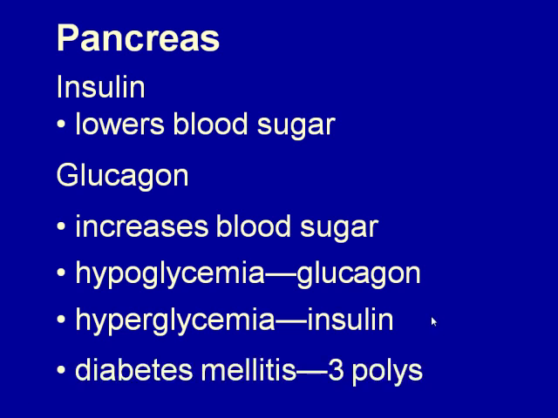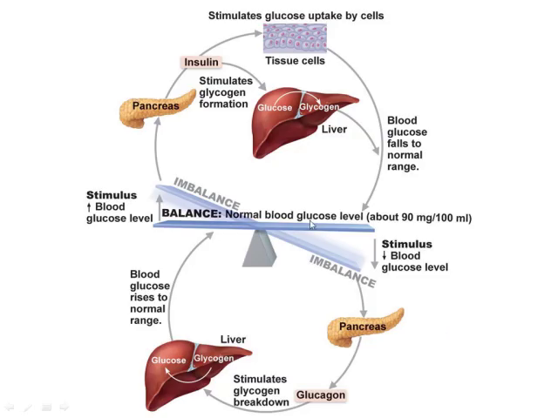Imbalances of insulin and glucagon lead to a disease known as diabetes mellitus. Now, diabetes mellitus is characterized by what they call the three polys: polydipsia, which is excessive thirst, polyuria, which is excessive urination, and polyphagia, which is excessive eating. Even though people with diabetes mellitus have hyperglycemia, high blood sugar, none of that glucose is getting into their cells, and so their cells send out signals that they're starving, so these people tend to eat a lot and gain weight.